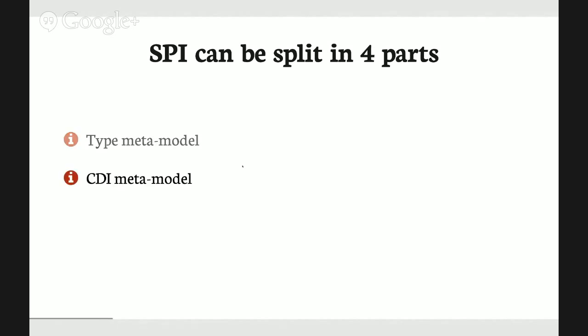The second part is related to all the CDI metamodel. So the part linked to the bean, producers, the injection point, injection target. We already saw a few interfaces from this CDI metamodel part, like the InjectionPoint interface we saw in the example of the producer, which is a part of this CDI metamodel.